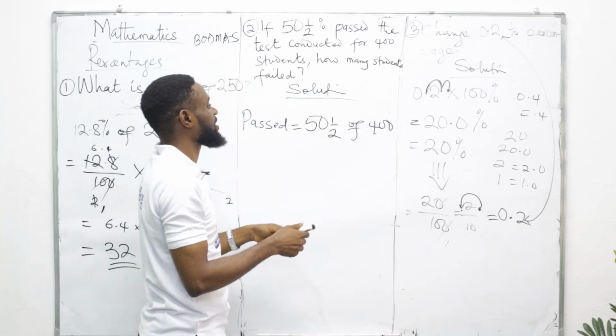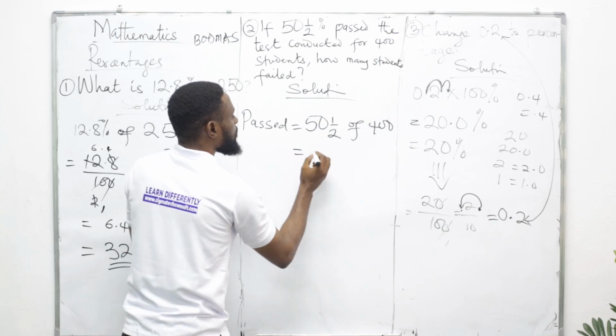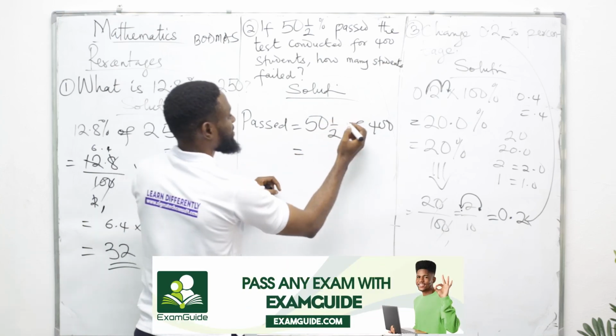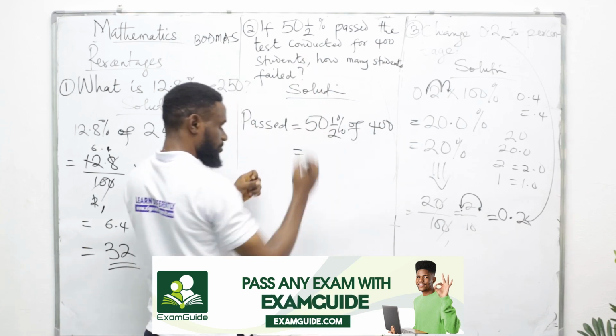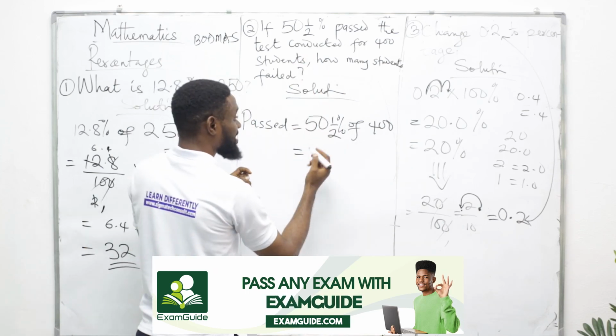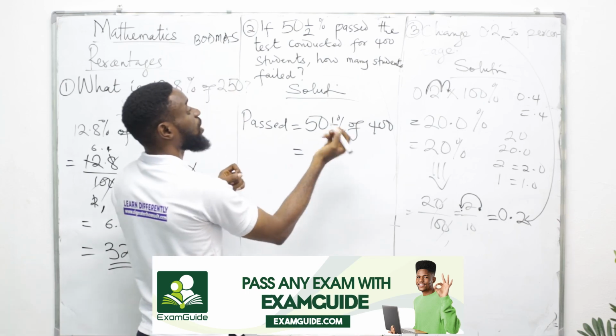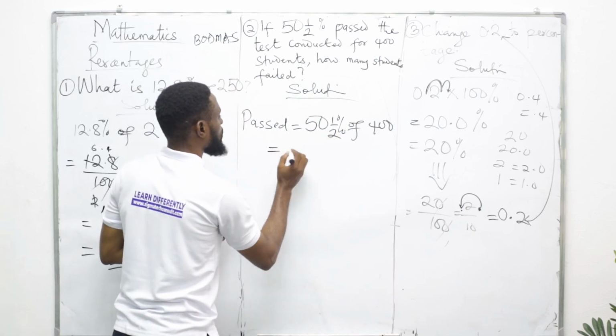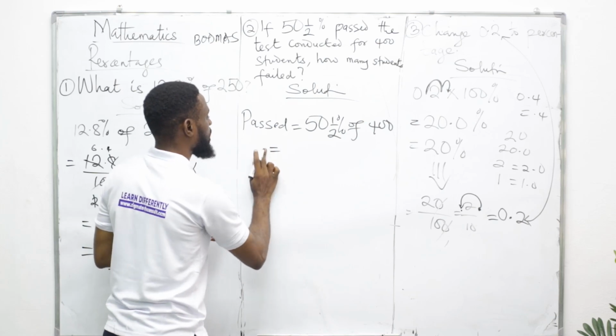So let's see that now. So this will mean 50 whole number 1/2 percent. Okay? So this means 50 whole number 1/2. Please, can we convert this first of all to an improper fraction? Okay? Improper fraction.